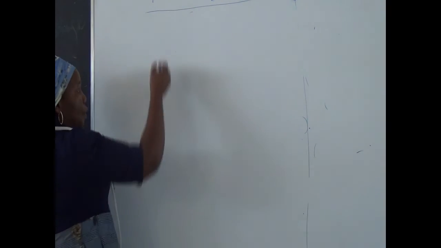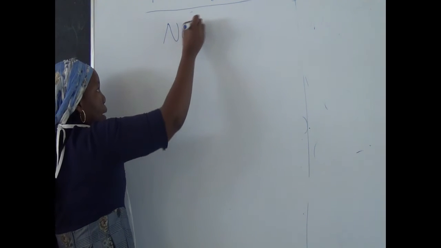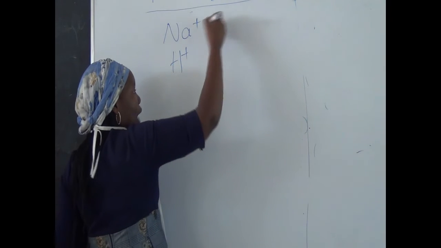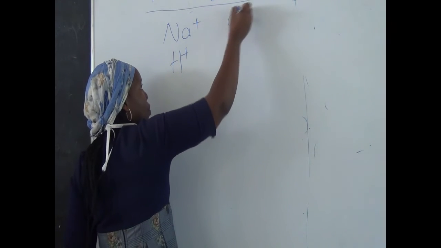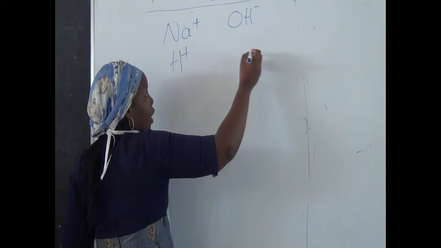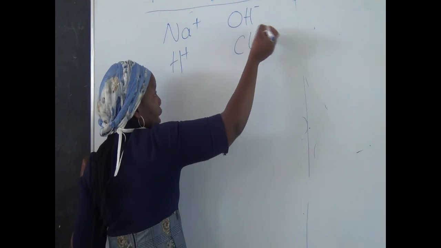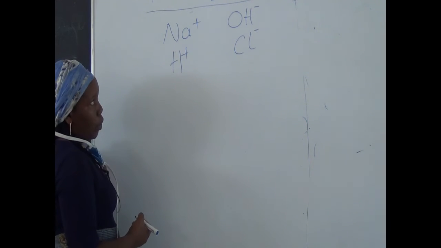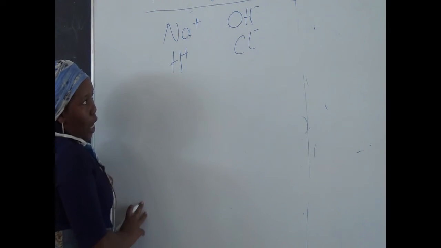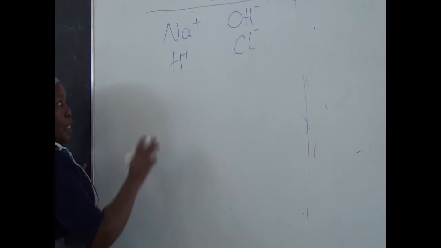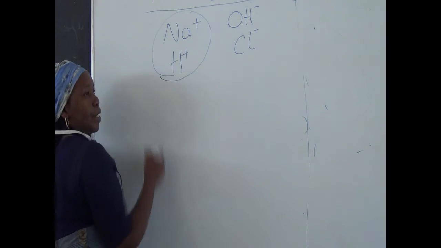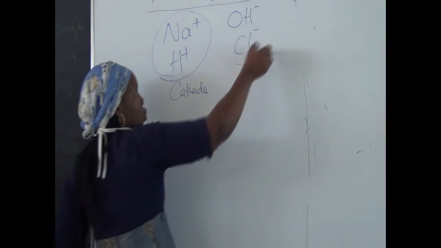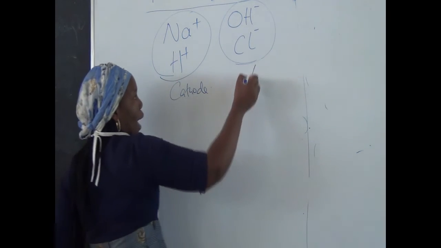So in aqueous sodium chloride, we have sodium ions and hydrogen ions, which are positively charged. We have OH ions from water and the chloride ions from sodium chloride. So these are the 4 ions that are going to be present there. We said that these 2 will migrate to the cathode, and these 2 will migrate to the anode.